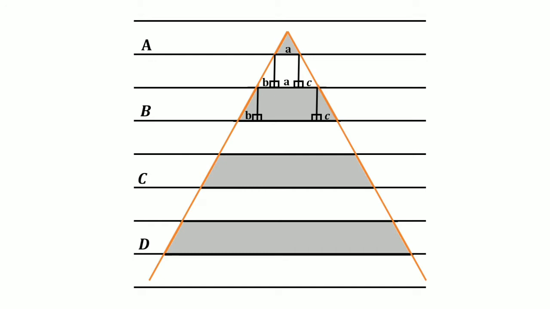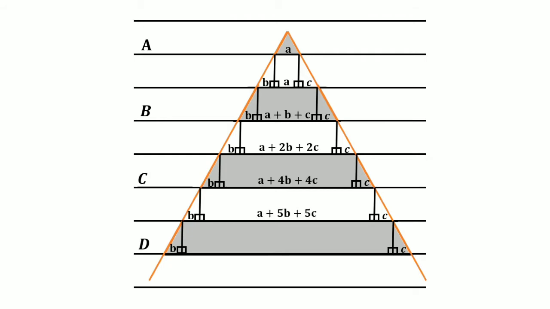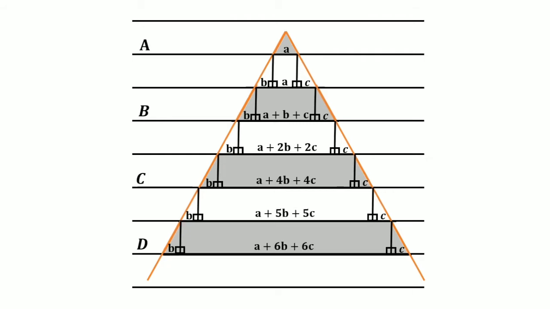The middle side of the trapezium is the sum of the above sides, which is a plus b plus c. Dropping perpendiculars in all the trapeziums, the side on the right is c, the side on the left is b, and the middle side is just the sum of the above sides. In the same progression we write the sides of the trapeziums.